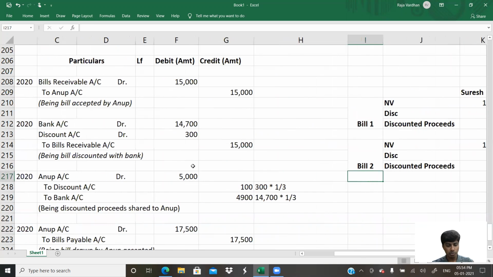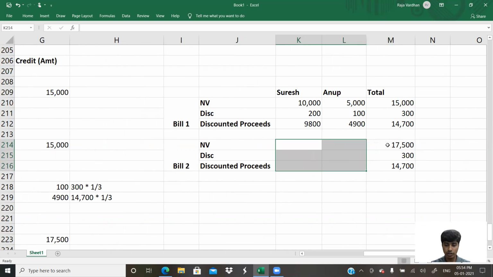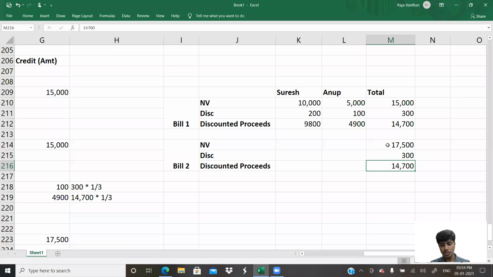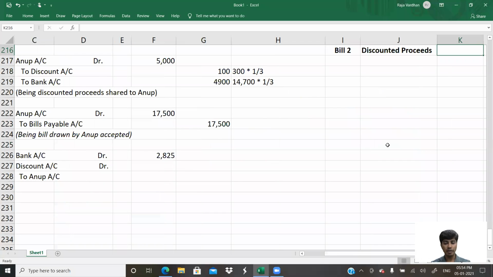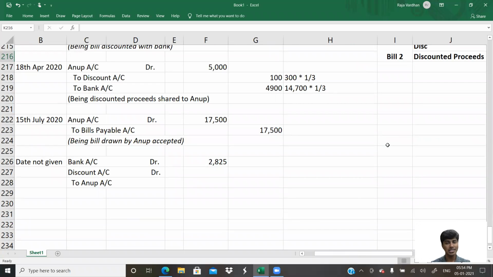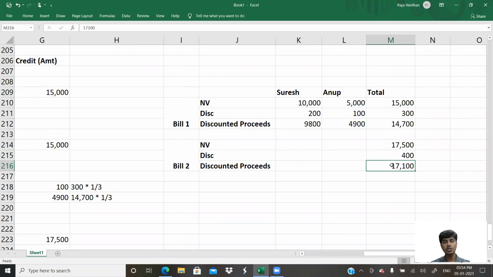What is the face value or bill amount? Bill amount is 17,500. We have to clear all this. How much is the discount given to us in the question? 17,500. Anup discounts it for 17,100. 17,100 is what he receives. So how much was the discount? 400. How much did Anup give us? Anup gave us 2,825. So the 2,825 was given out of what? Out of the money received by Anup, isn't it? So 2,825 will come in the Suresh column in the discounted proceeds aspect.